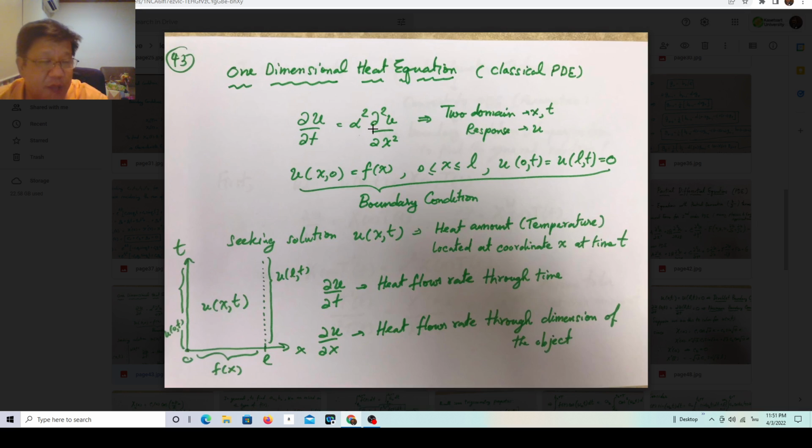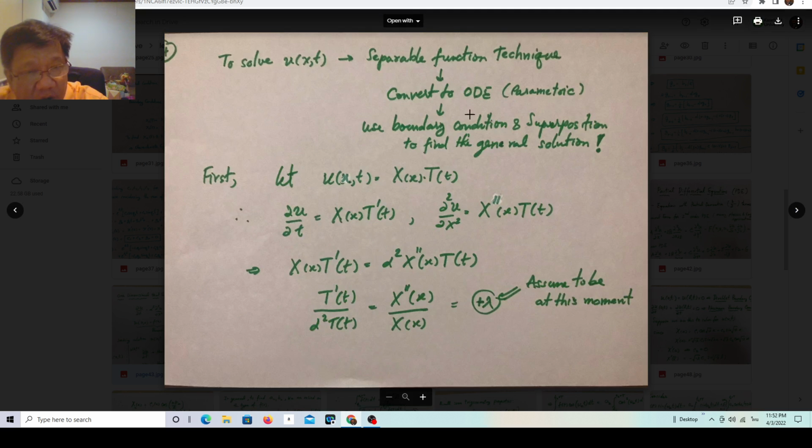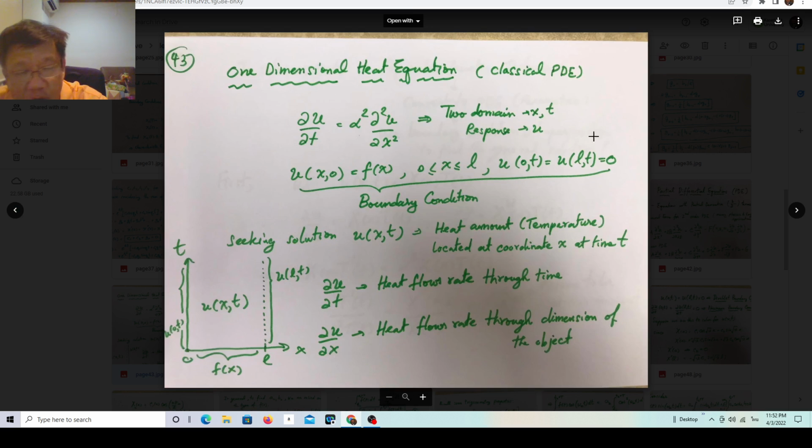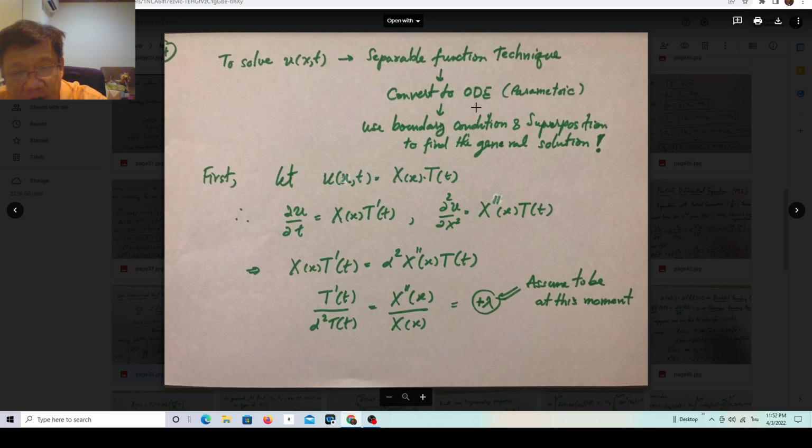So that's the basic idea to tackle this type of problem. One technique that has been very popular and also workable, mathematically speaking, is what we call the separable function technique, to solve u of x, and this is a two-domain problem, x and t. The separable function technique can help you convert the problem to an ODE, an ordinary differential equation, but what we call parametric.